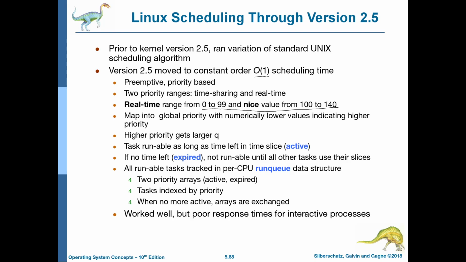This was done generally through per CPU run queues. So you would have the two priority arrays, the active and expired array, per CPU, and that's for tasks. And so it was very hard to load balance. It simply didn't work very well on a multi-CPU or a multi-core system.